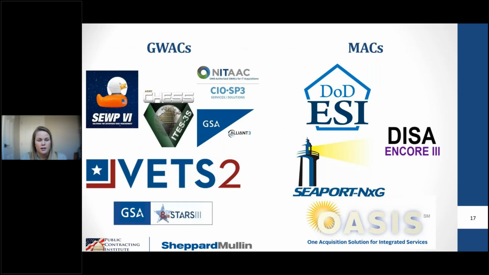A couple of examples of common GWACs and MACs are on the screen. If you're familiar with government contracting on the GWAC side, I would imagine most of you have heard of the NASA SEWP program, which operates a little like the GSA Schedules program, but for IT and is run by NASA. If you're a small business, you might have heard of some of the other GSA programs like the GSA 8(a) STARS program. On the MAC side, again, the IDIQ is held by one agency but can be ordered off of by other agencies for more than just IT. I think the most common tends to be the GSA OASIS contract, but there are some other DoD ones, DISA, and I think Navy as well, some of those examples.